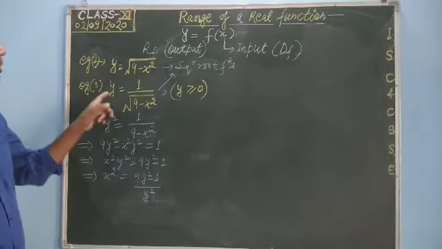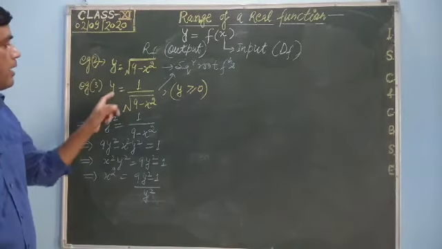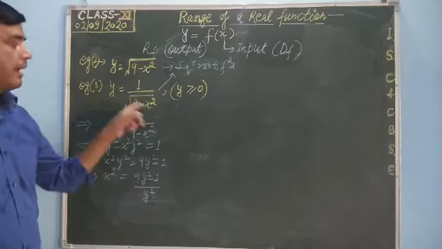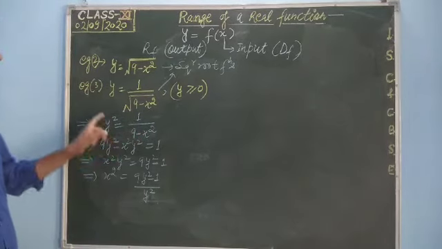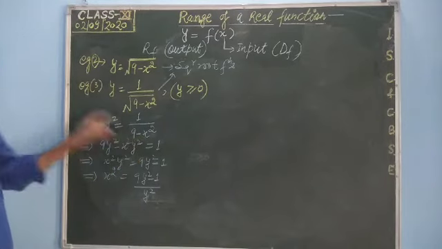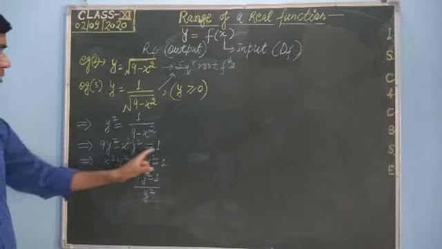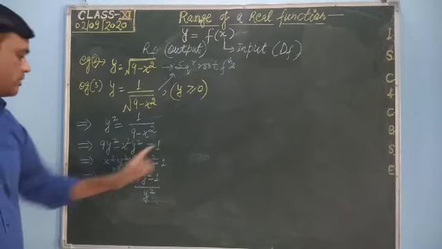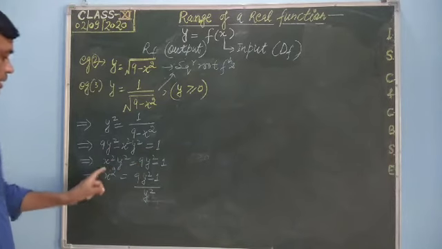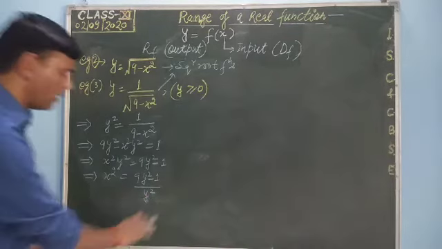Now we will express x in terms of y. This has already been put as y is equal to 1 upon this. Squaring both sides, y square is equal to 1 upon 9 minus x square. The radical sign will be removed. Then cross multiplication on both sides, 9y square minus x square y square is equal to 1. X square y square will shift to the right side and become positive, and 9y square minus 1 will be on the left side. Therefore x square will be 9y square minus 1 upon y square.